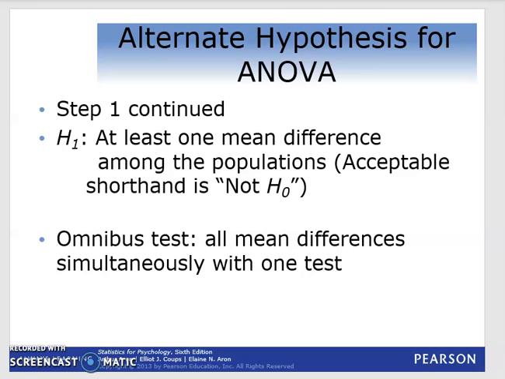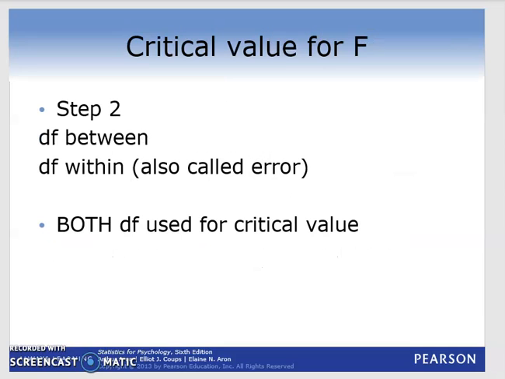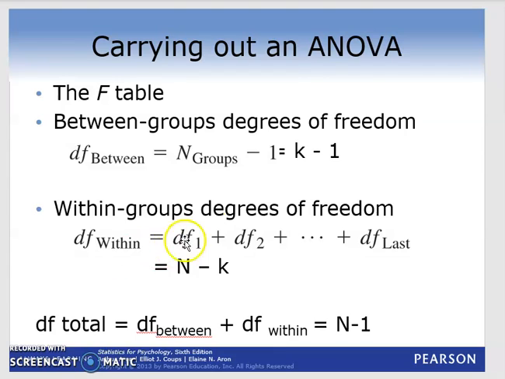Again, we have a more simplified null and research hypothesis. Step 2 is going to be calculating degrees of freedom. I'm going to talk to you more about that when we connect to our homework. You're going to have an ANOVA table that you're going to fill out. When we do degrees of freedom, we're going to have 3 degrees of freedom now.